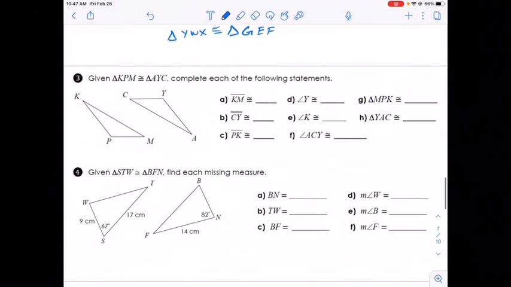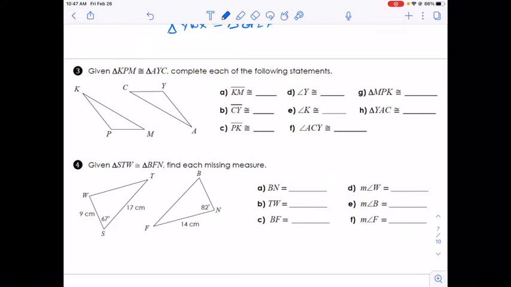All right, so let's look here. Given this statement here, complete all the following statements. Okay. Triangle KPM is congruent to triangle AYC. Now you could mark everything on here if you wanted to. And that may help you, or you can use your congruency statement. Either way is fine. So KM is the first and third, which means it's going to match up with the first and third, which is AC.